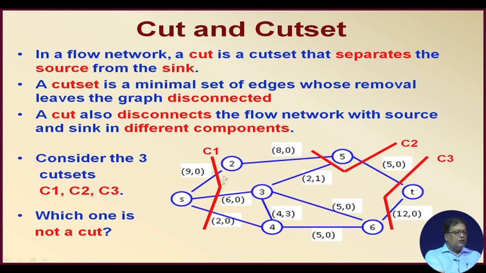So, now tell me, is C1 a cut? All these C1, C2, C3 are cut sets, but is C1 a cut? The answer is yes, it is a cut, because it separates the S from the T. Flow will fall; if there is a cut here, flow will not be able to reach T, and if it is a cut, they say it will bleed.